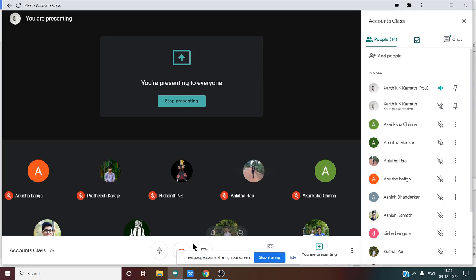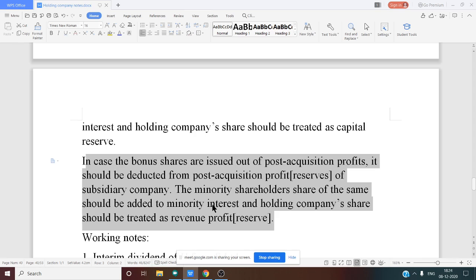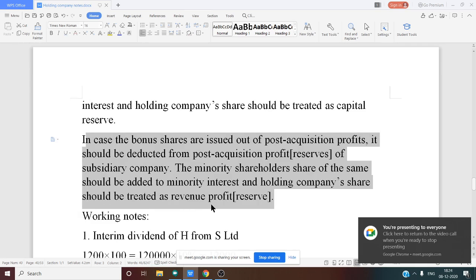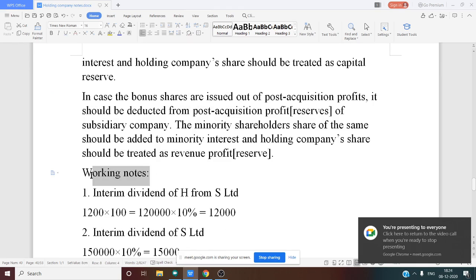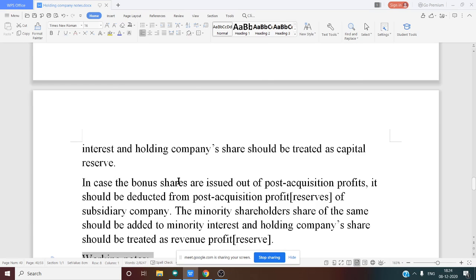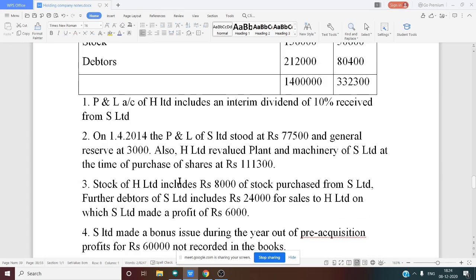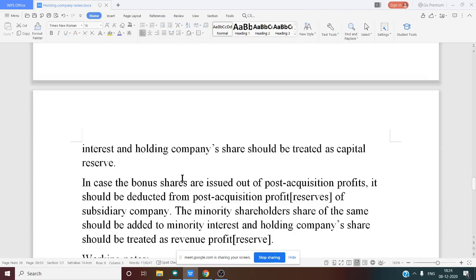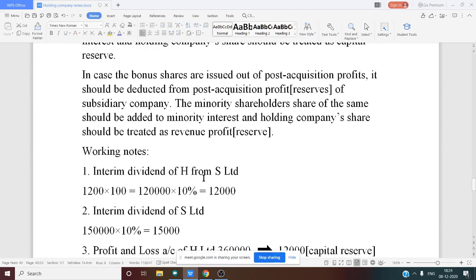After discussing all these things, we have to solve the problem one by one. That is, working notes are necessary. So now the first working note as per the problem is interim dividend. Why? Because in the question, in the adjustments, they have mentioned interim dividend. So first we have to find out the capital. See this interim dividend of H from S. That means the holding company is getting the dividend from the subsidiary company.